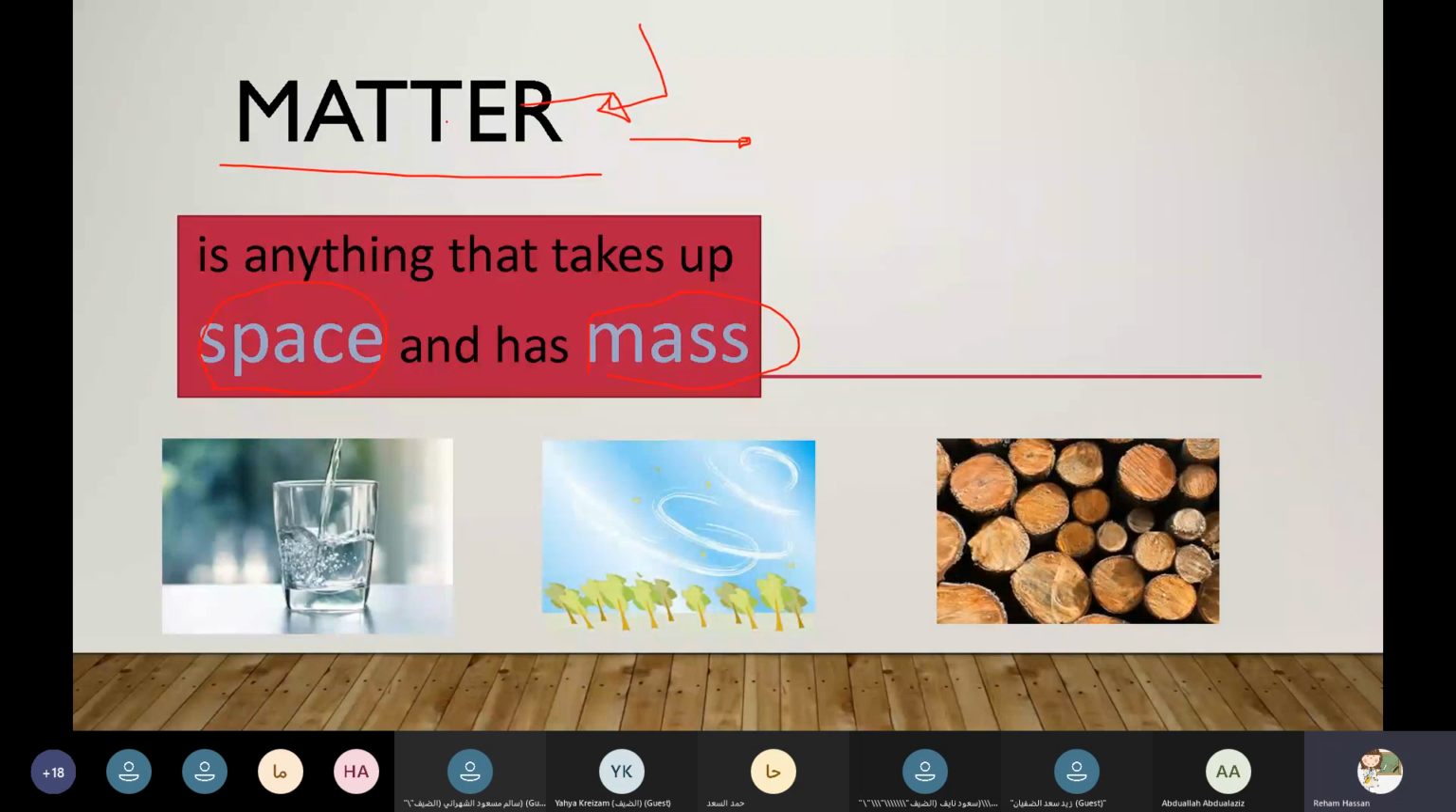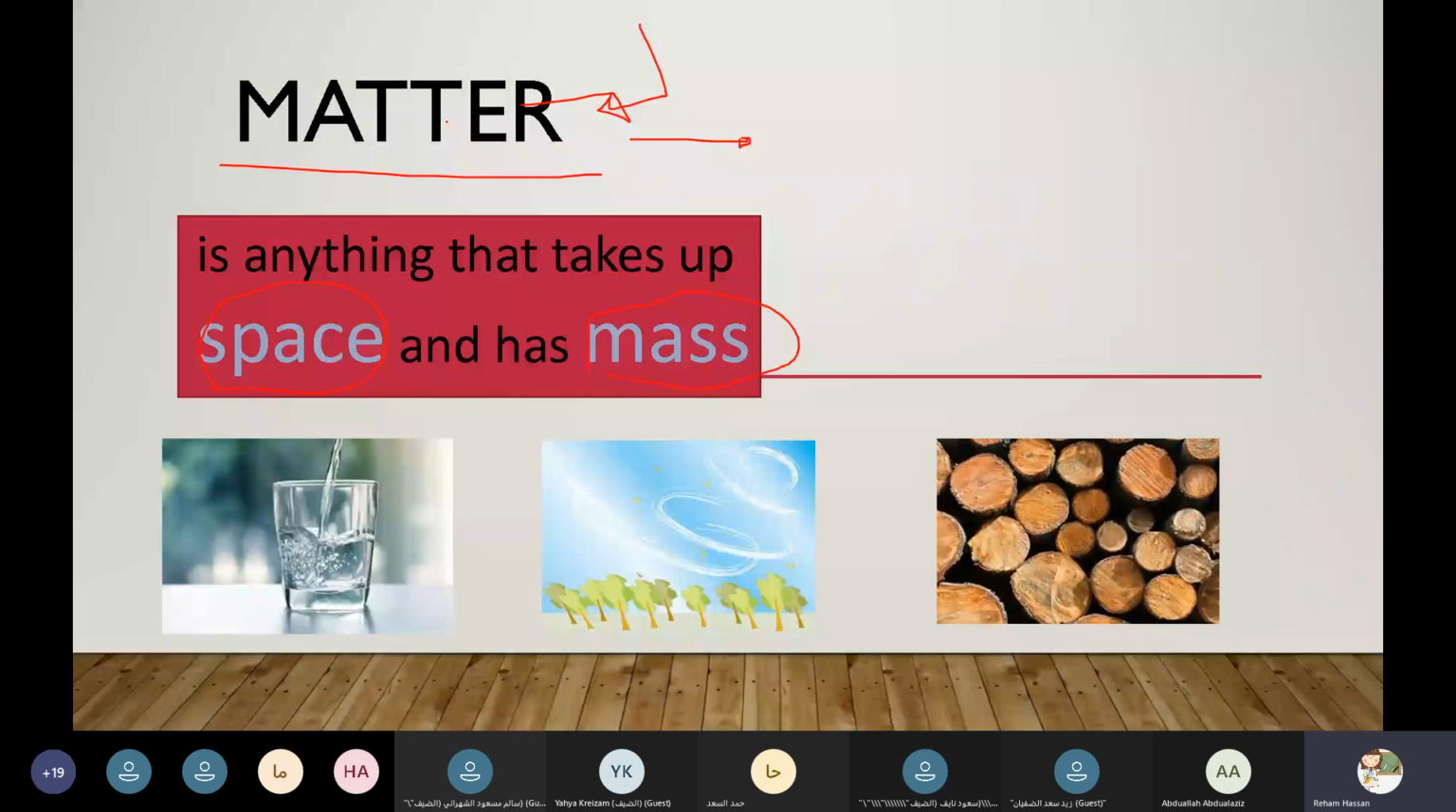Yes, Agab. Are you here, Agab? Saud? Can you tell me again, what is the matter? The matter is anything that takes up space and has mass.